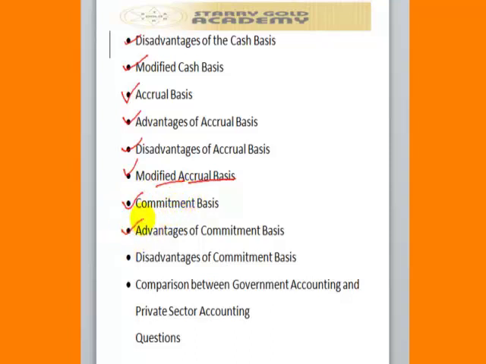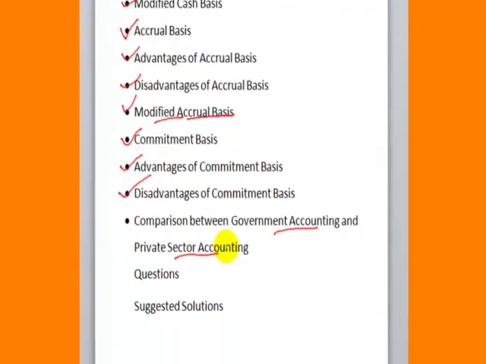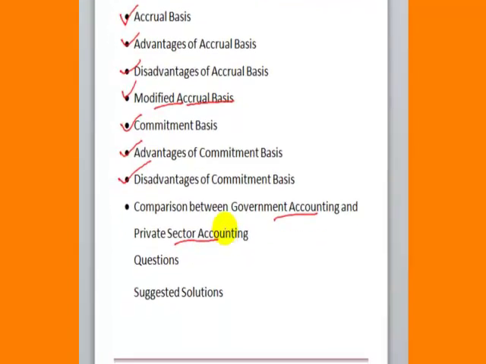And finally, we are also going to look at commitment basis, and we shall look at the advantages and disadvantages of commitment basis. Finally, we'll look at the comparison between government accounting and private sector accounting, after which we shall look at some questions and their suggested solutions.